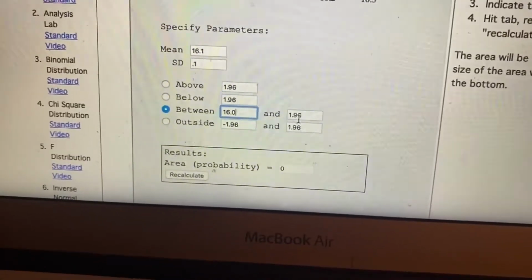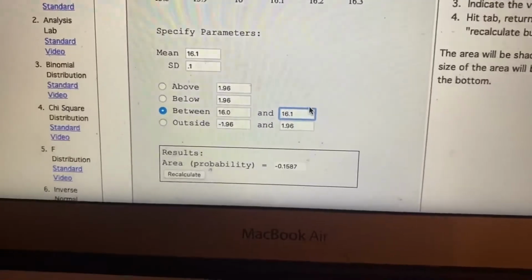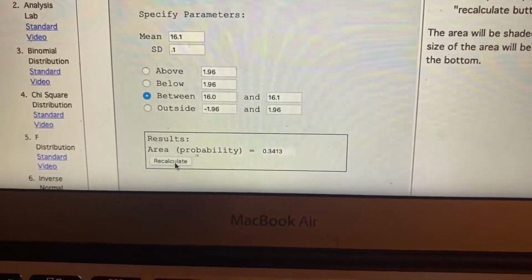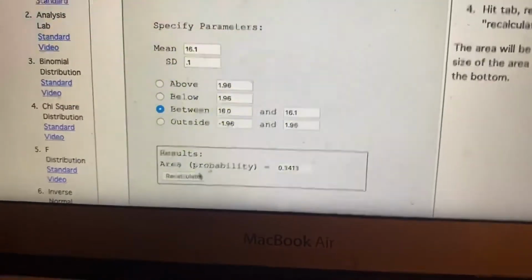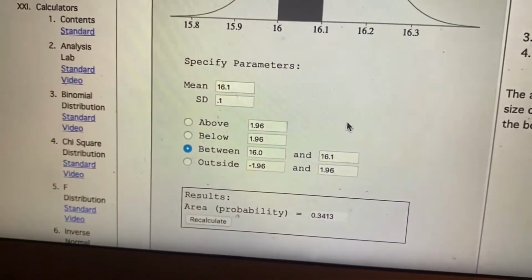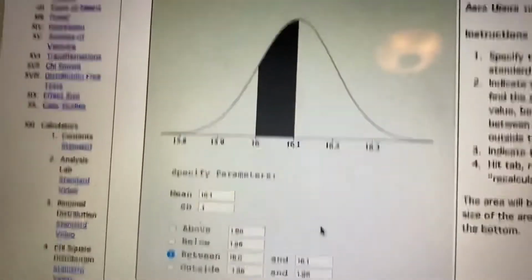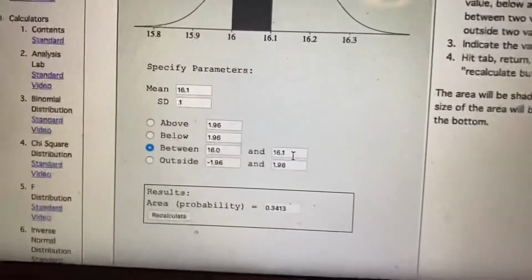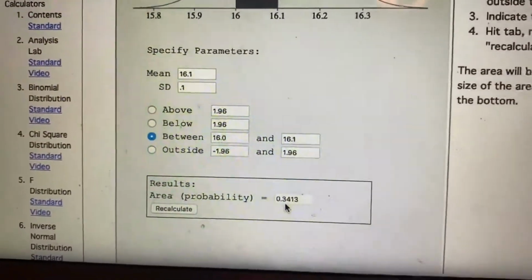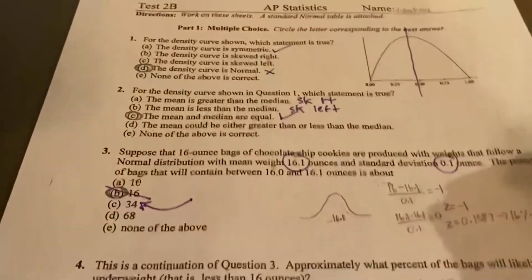16.0. 16.1. And we see on there, yep, it's coloring between 16.0 and 16.1, and it says the area is 0.34. So this 16 is incorrect, and our answer is 34%.